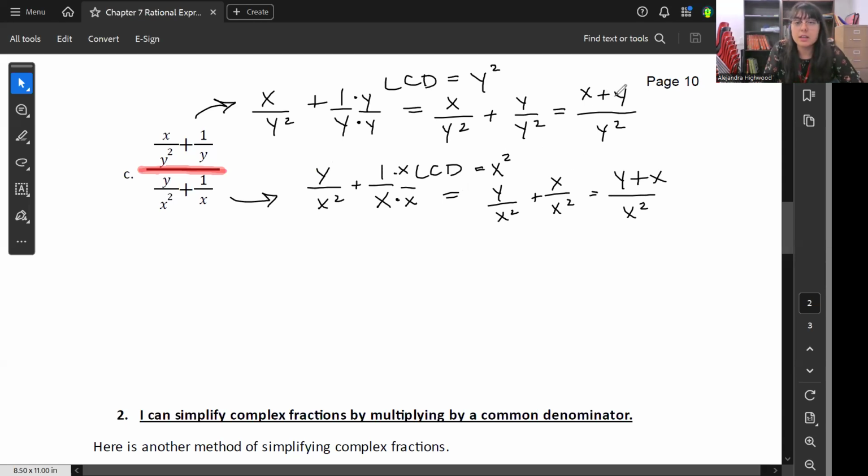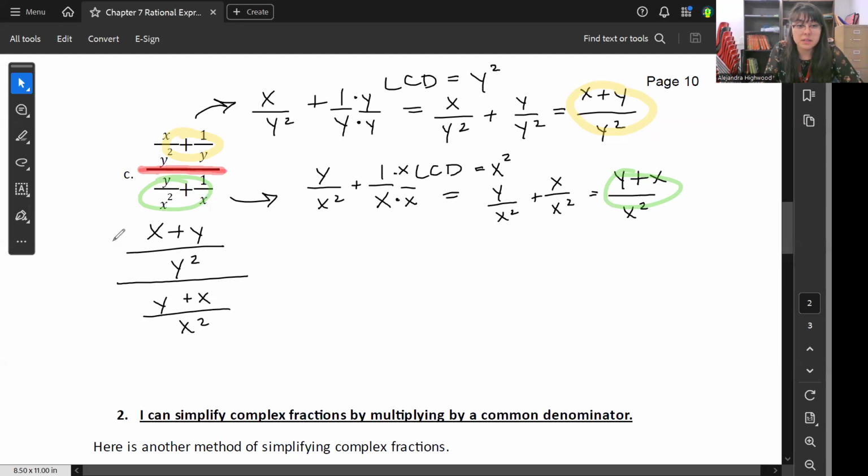So in my numerator, I have simplified this to become this. So that means I have x plus y over y squared all over my new denominator that I have simplified. Let's make it green. This is my new denominator that I have simplified. I have y plus x over x squared.